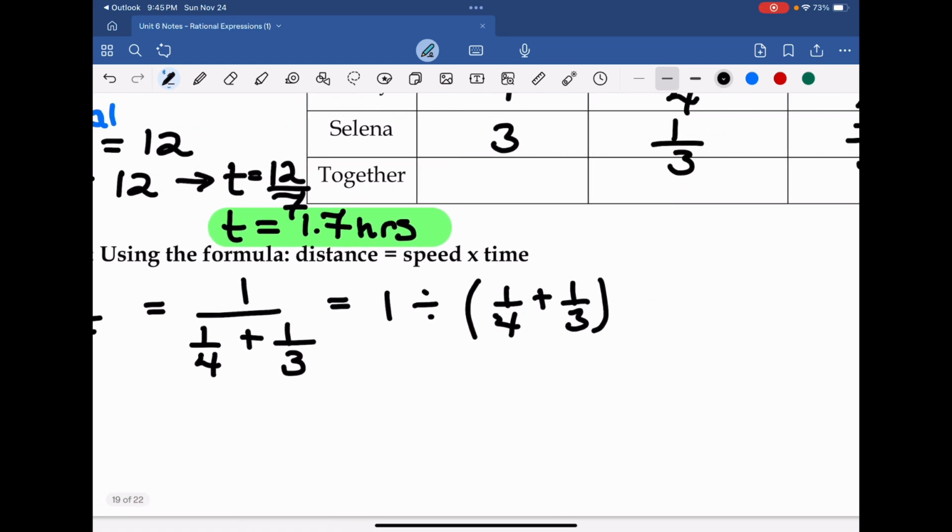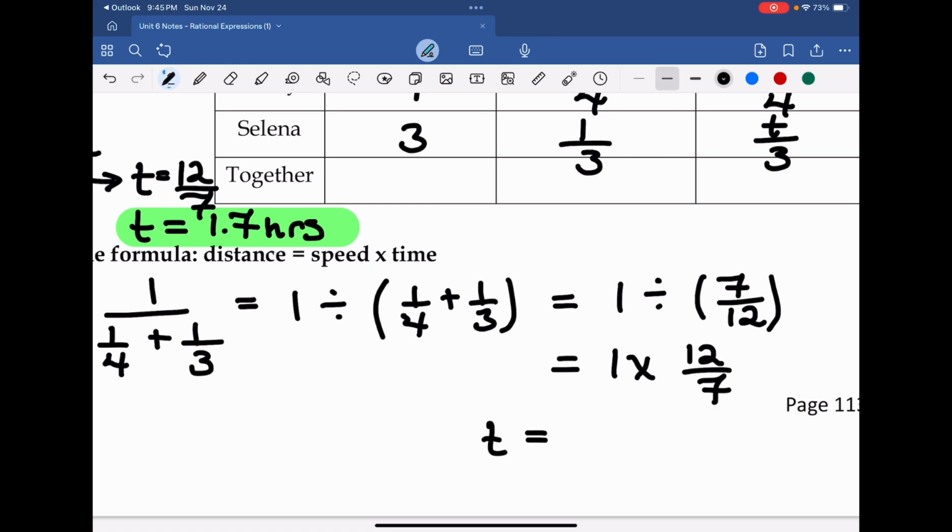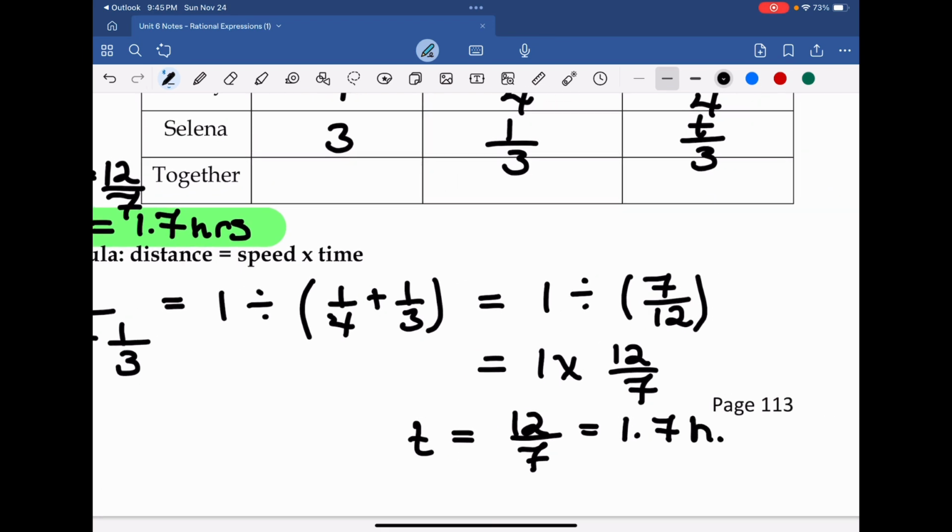We know by the reciprocal rule here that this would be, and I'll just continue it off to the right, 1 divided by, I'm just going to combine these fractions together actually. It gives you 7 over 12. If we take this one step further, it's 1 times 12 over 7, which means that the time taken is 12 over 7, which is equal to 1.7 hours.